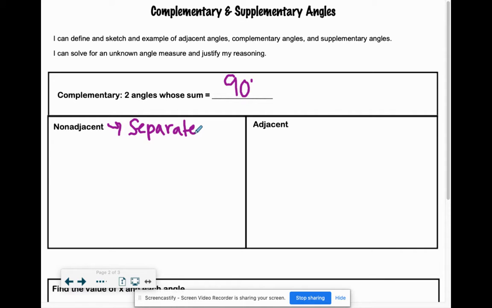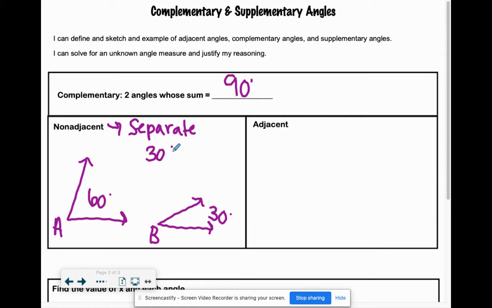They're separate. So we could draw an angle like this. And then we can draw a smaller one. I'll call this one angle A and this one angle B. So give me a number between 0 and 90. 30. So let's make the smaller one 30 degrees. And what would this bigger angle have to be? 70. No, 60. Yep, because 30 plus 60 equals 90.